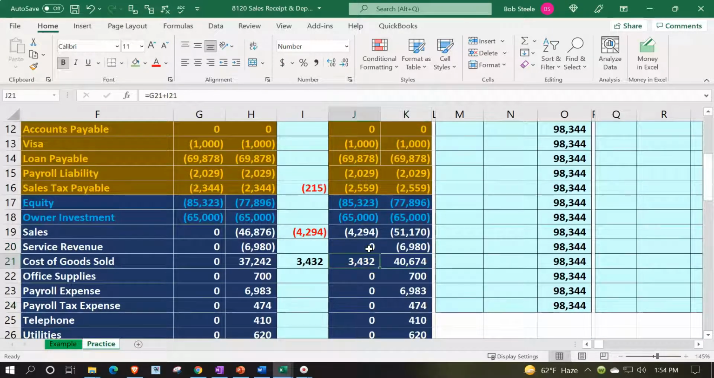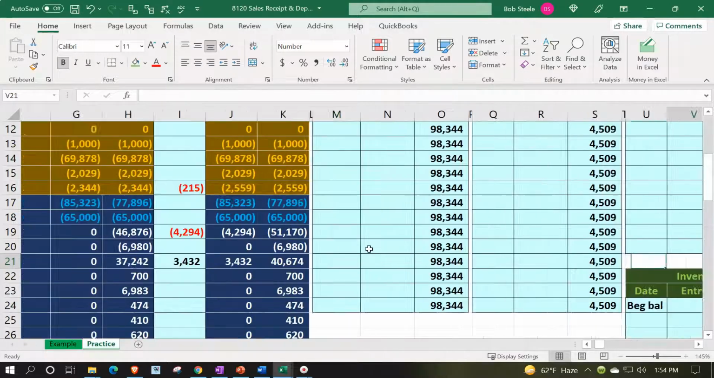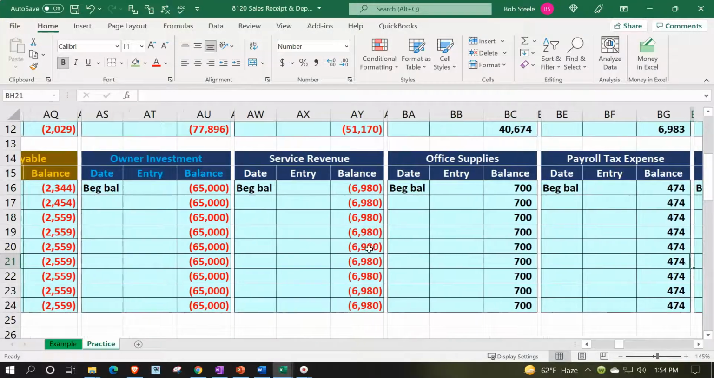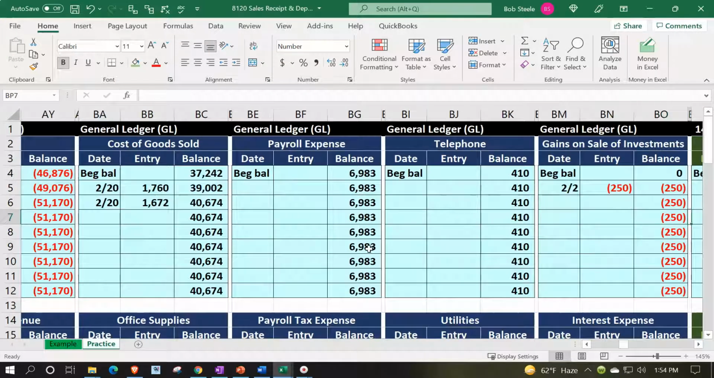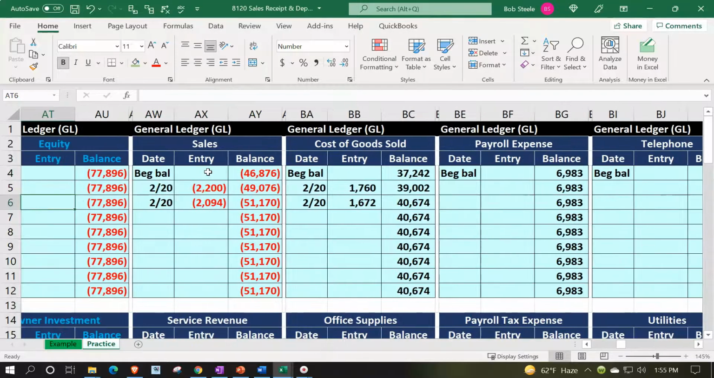And then this is where we have for that current time frame. Notice this current time frame would match the activity, by the way, that 3432. If I was to run the GL just for the current month without the beginning balance, then of course we would have these two items, which would be the 3432. And then we have the beginning balance from last month that makes it go up to that 40,674.